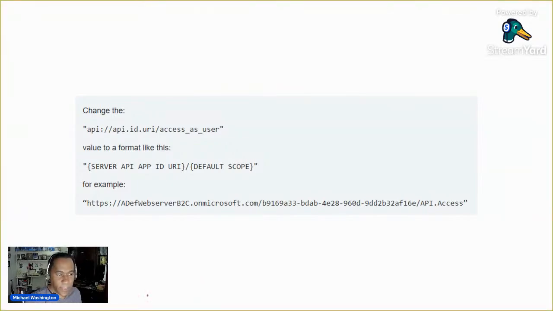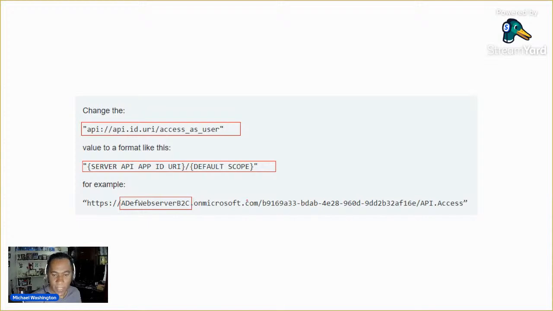So in the client project, we're going to open up the program.cs file, and you'll see some code that looks like this, and you want to change it so that it follows this format. So in my example, this was my domain, and this was my default scope.